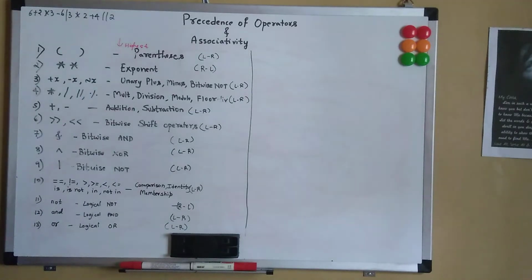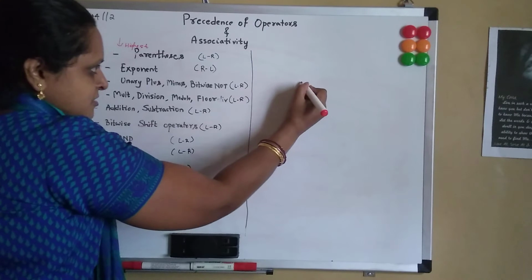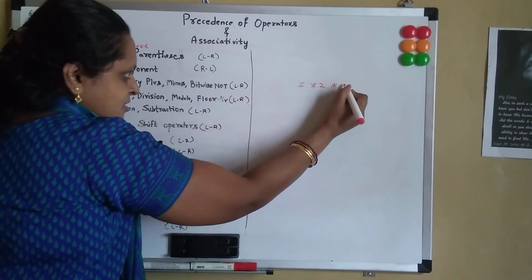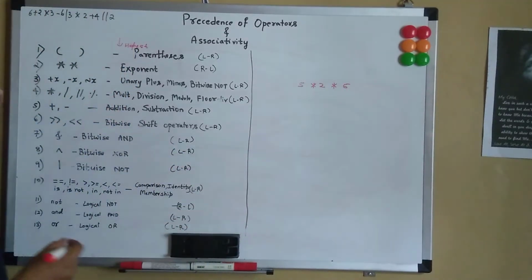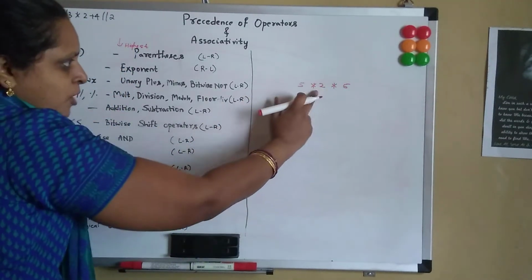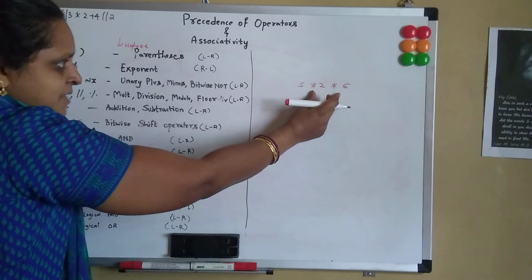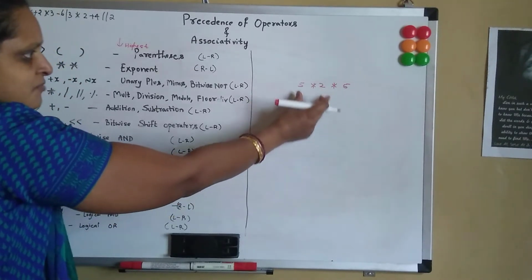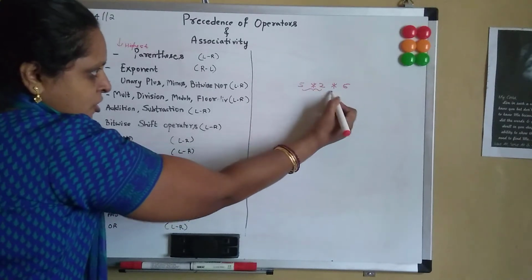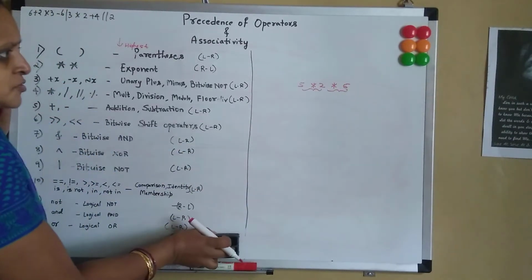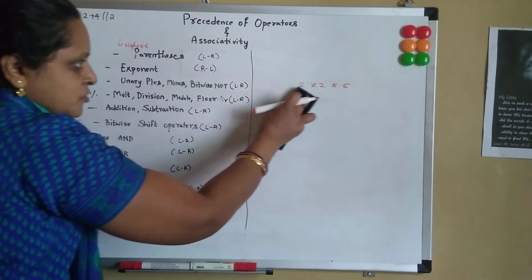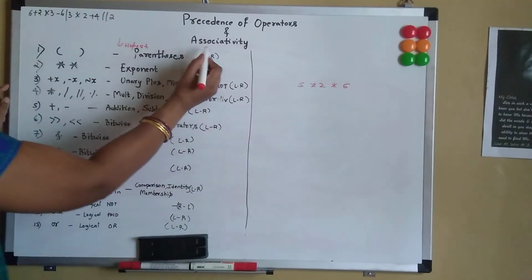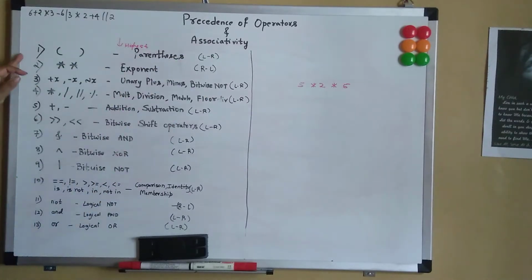And what do you mean by associativity? Suppose I have an expression where there are two multiplications. Two operators are there and they are at the same level. So which multiplication has to be solved first? Whether this multiplication or this multiplication, which has to be solved first? In order to know which one has to be solved first, we have to know their associativity.